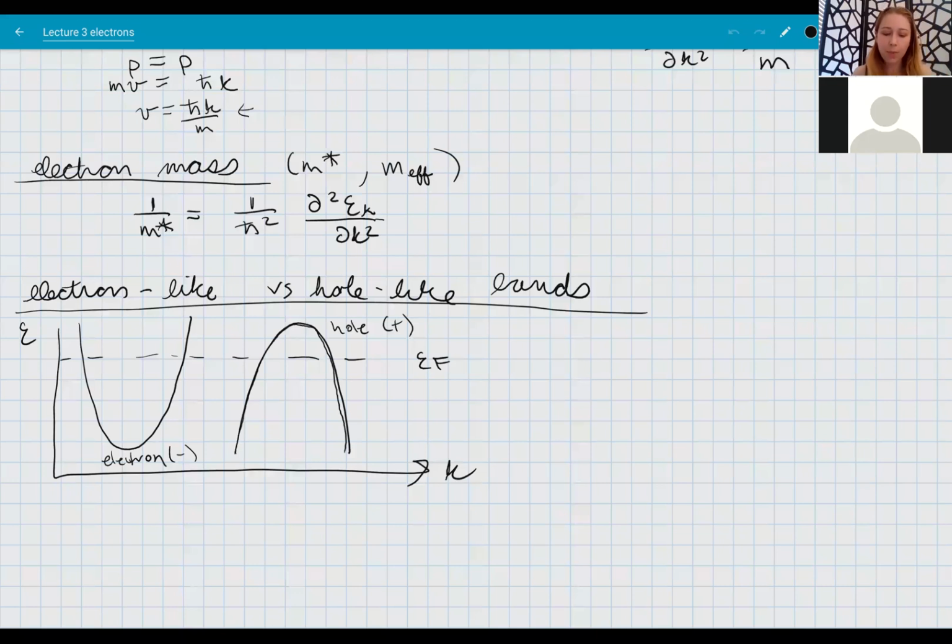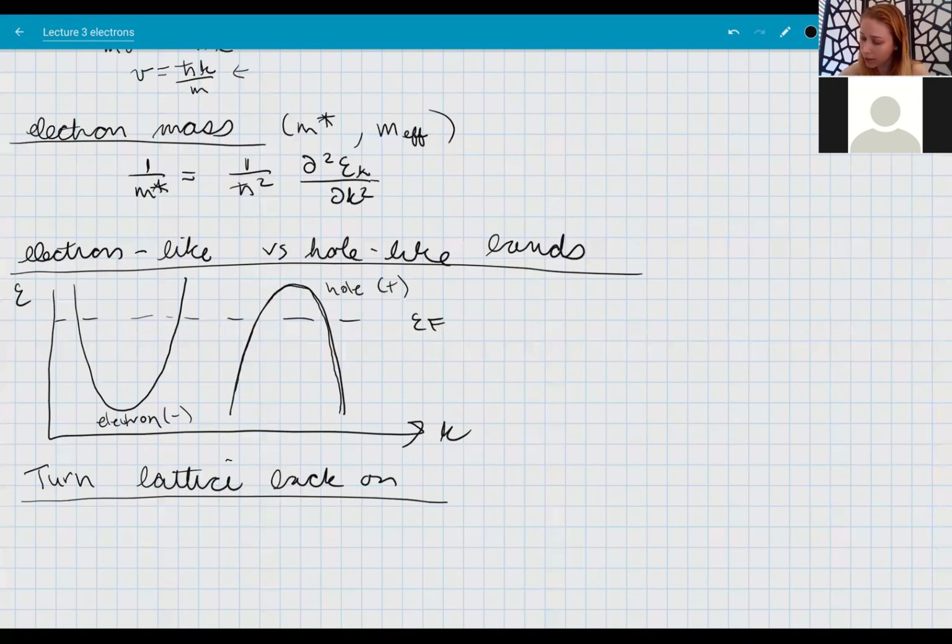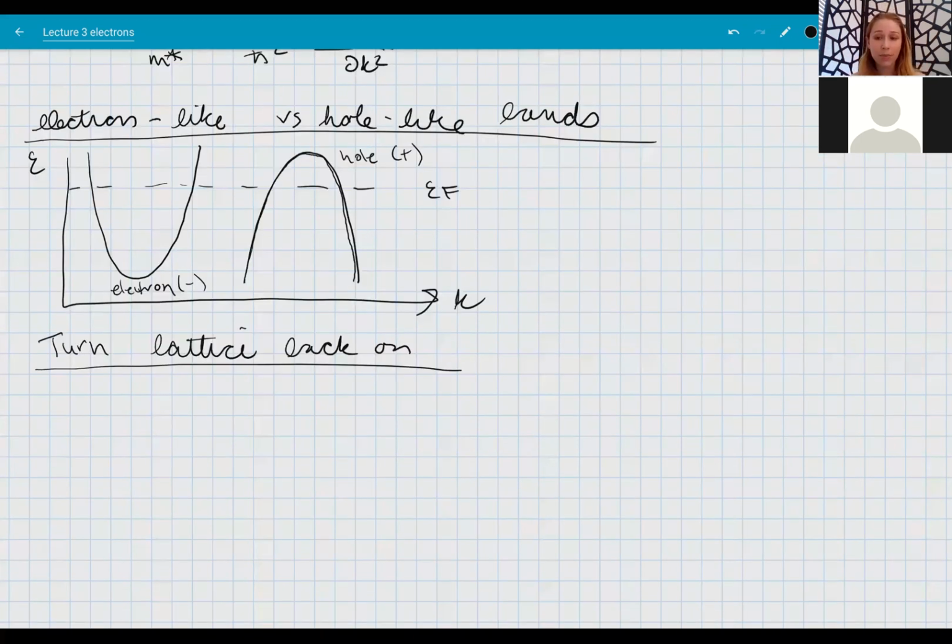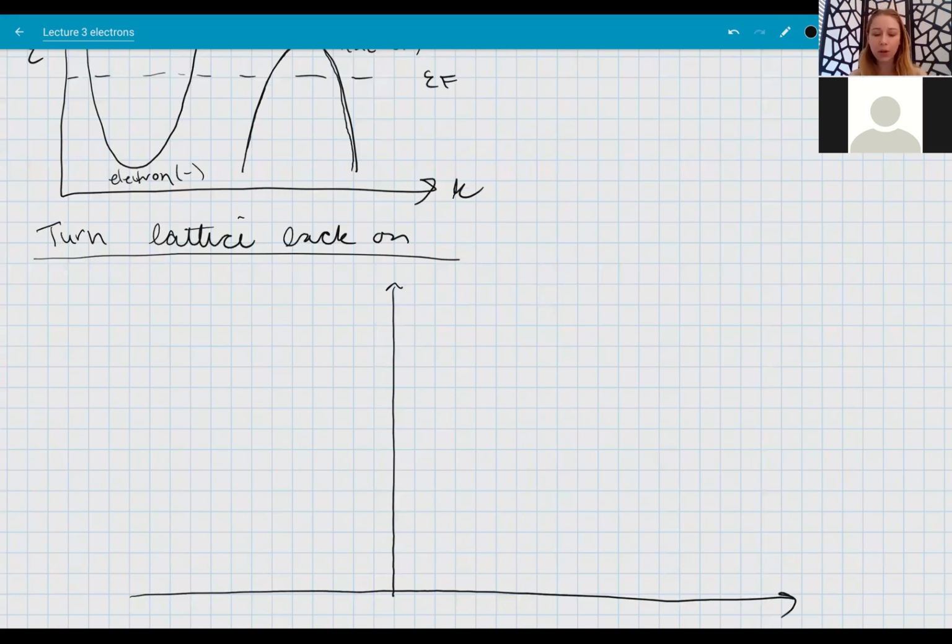So thus far we have only discussed electrons, no lattice. And now we're going to turn the lattice back on. When we turn on the lattice potential, the following things happen. I'm going to sketch out precisely what is on the slide that I gave a little preview of, step by step. What I'm plotting here is energy on the y-axis and k on the x-axis.